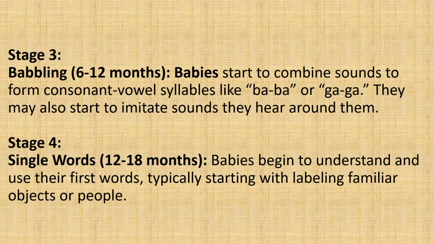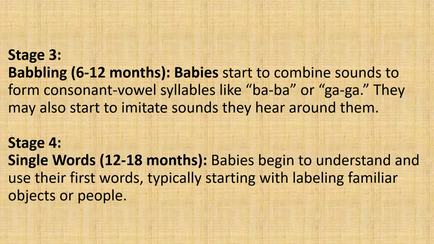Stage 3 is called babbling, 6 months to 12 months. Babies start to combine sounds to form consonant-vowel syllables like ba-ba or ga-ga. They may also start to imitate sounds they hear around them. So think about small babies, around 6 to 12 months old. They are trying to combine sounds.